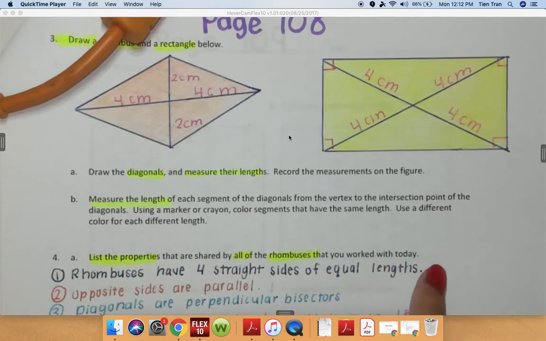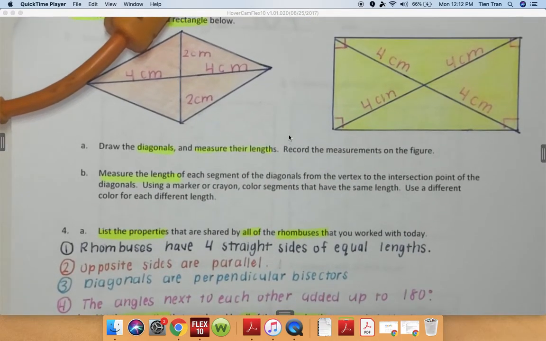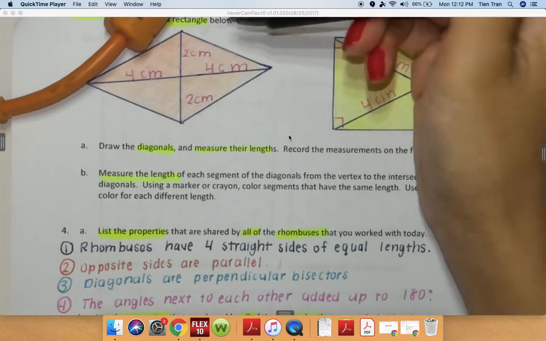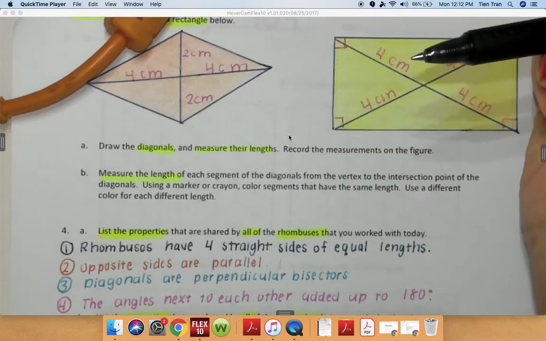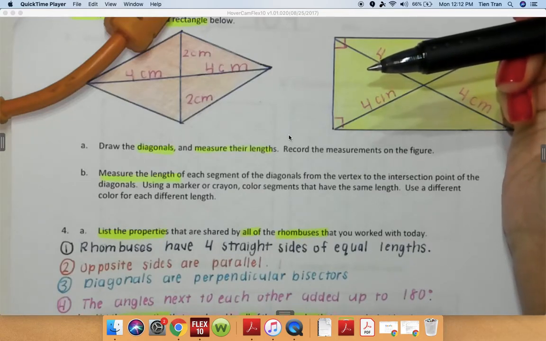Now, for problem 4, list the properties that are shared by all of the rhombuses that you worked with today. So I'm going to tell you what the properties are, reading them one by one so you can hear me. Number 1, rhombuses have 4 straight sides of equal lengths. So right here, this is my rhombus, and they all have the same length. It does not change.